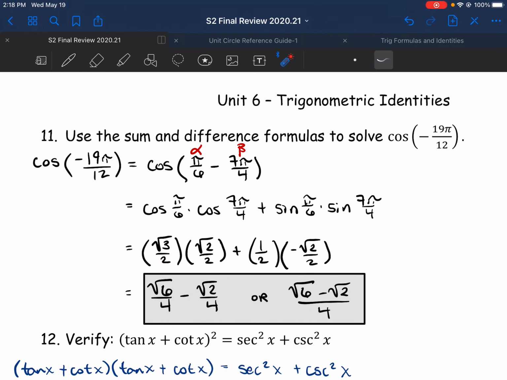This would be an acceptable answer. Or, since they both have the same denominator of 4, we can just combine the numerators together and get square root of 6 minus square root of 2 over 4.